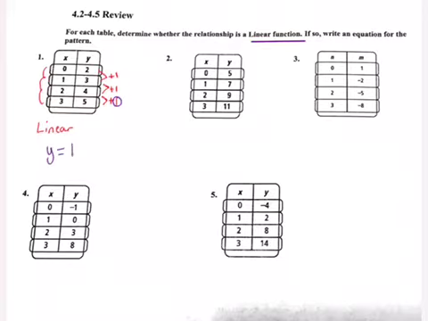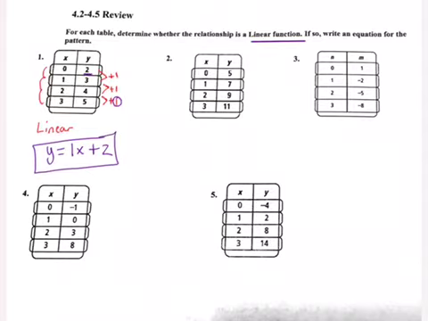Y equals 1x. Then we have to determine what to add or subtract to the equation if necessary. So if we plugged in 0 for x here, we'd get 1 times 0 is 0. But our output for that value is supposed to be 2. So our equation has to have a plus 2 at the end. So our answer becomes y equals 1x plus 2.